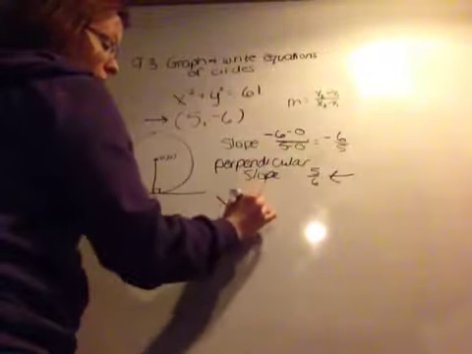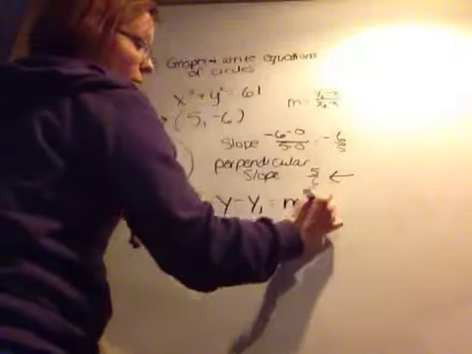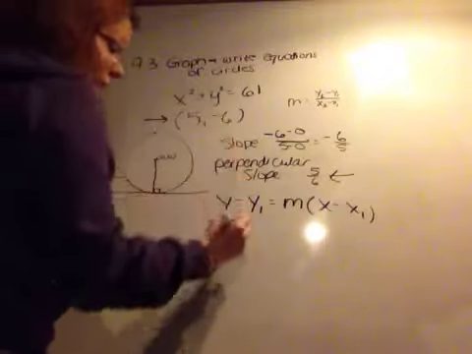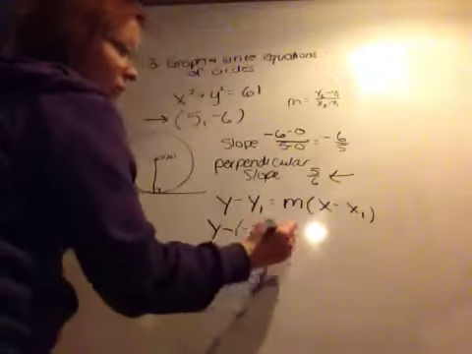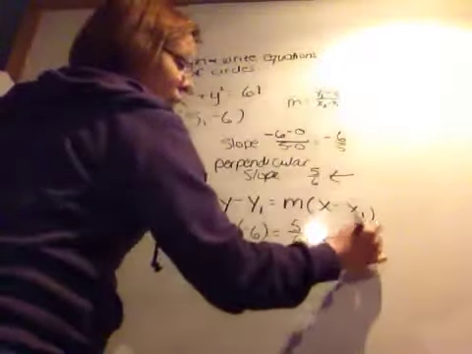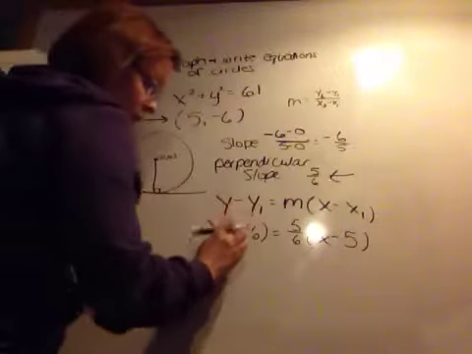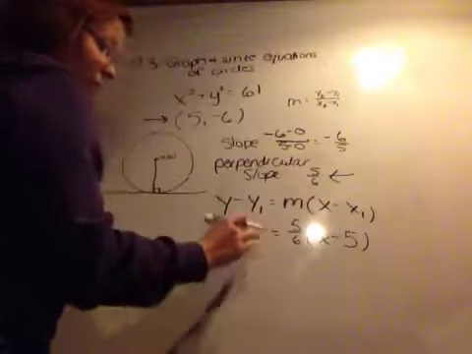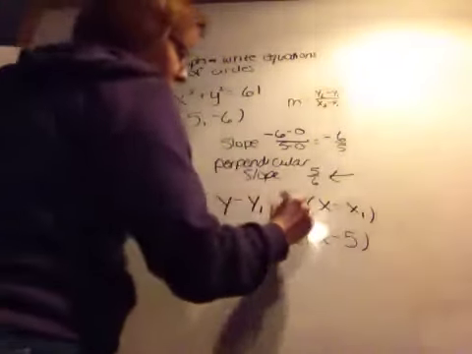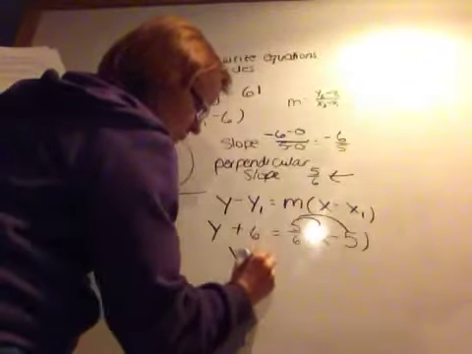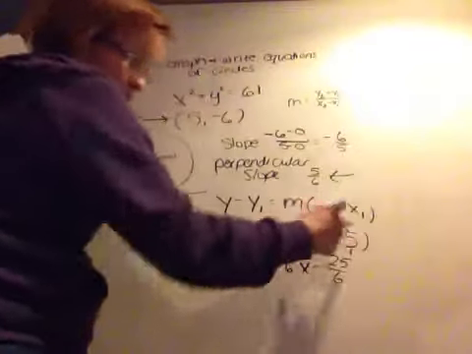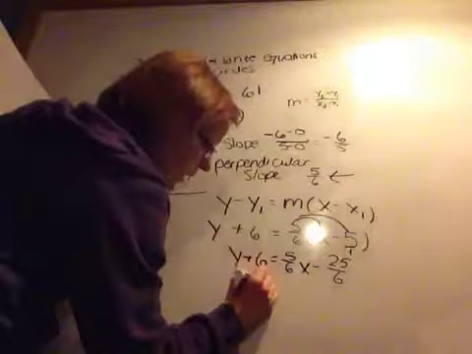So I'm going to use y minus y1 equals m(x minus x1). I'm going to plug in my points. y1 is -6, my slope is 5/6, and my x1 is 5. I'm going to change this to y plus, because y minus a negative is plus. Actually, I'm going to have to distribute it to find the one that matches. So 5/6x minus 25/6, if I have that over 1 and multiply. And then I'm going to have to subtract 6.